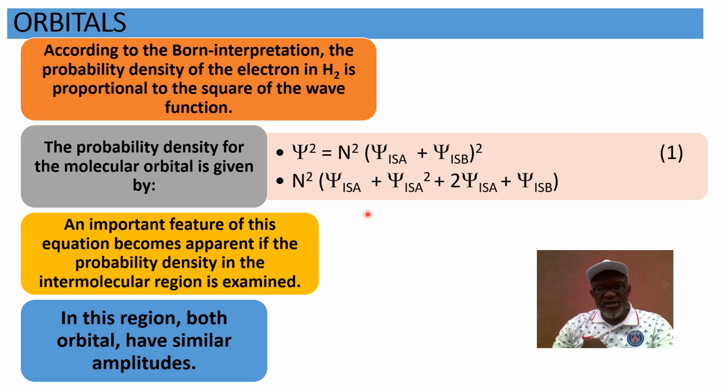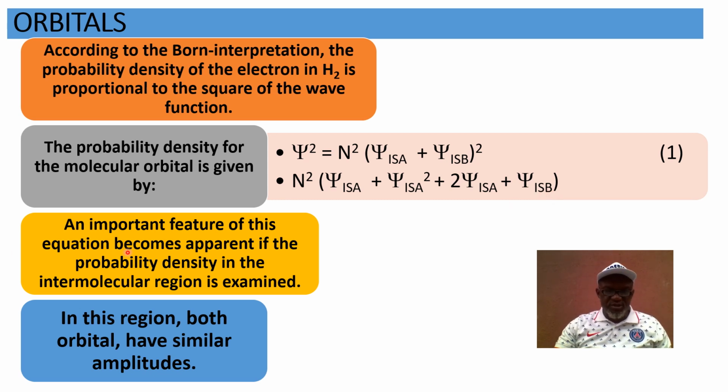Orbitals. According to the Born interpretation, the probability of finding the electron in H2+ is proportional to the square of the wave function. Remember we said phi squared: if phi is the wave function of the molecular orbital, then phi squared gives us the probability of finding the electron. The probability density for the molecular orbital is given by phi squared equals N squared times (phi 1sA plus phi 1sB) squared. If we expand this, we have phi 1sA squared, 2 phi 1sA phi 1sB, and phi 1sB squared.